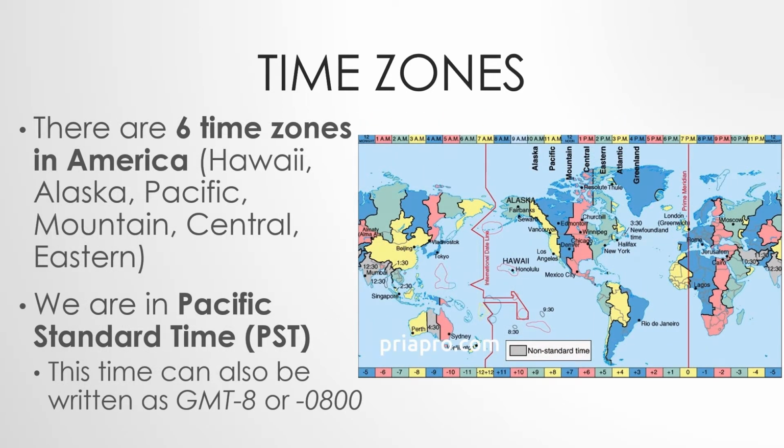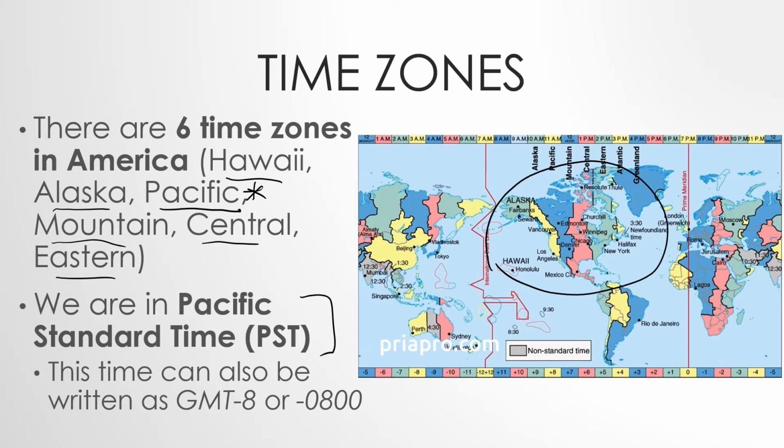So America has 6 time zones. It has the Hawaii time zone, the Alaskan, the Pacific, which is the one that we live in, Mountain, Central, and Eastern. You will have to know those for the test. How many time zones do we have and what are they? So as I said, we are in the Pacific Standard Time. Now, if we're using our Universal Coordinated Time, or Greenwich Mean Time as it used to be called, we would write it as GMT -8 or -0800. And that's saying how many hours we are away from the prime meridian. We would take the prime meridian time and subtract 8 hours from it.